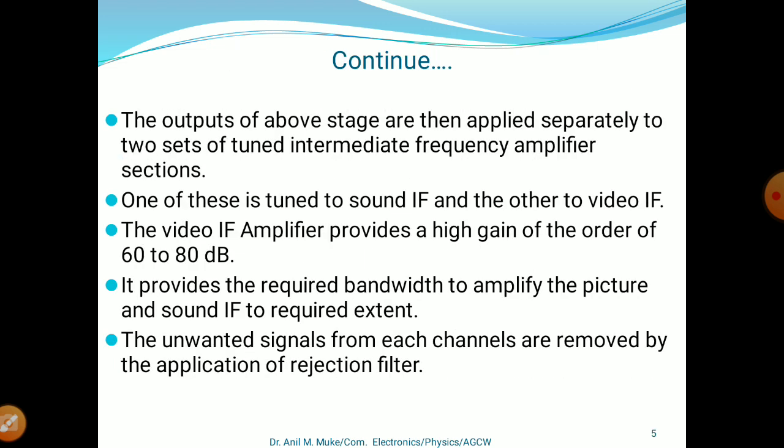Now the outputs of the above stage are applied separately to a set of intermediate frequency amplifier sections. One circuit is tuned to the sound intermediate frequency, and another circuit is tuned to the video intermediate frequency. The video intermediate frequency amplifier will provide a high gain of the order of 60 to 80 decibels to have proper visualization of the picture on the television set. It provides the required bandwidth to amplify the picture and sound intermediate frequencies to the required extent.